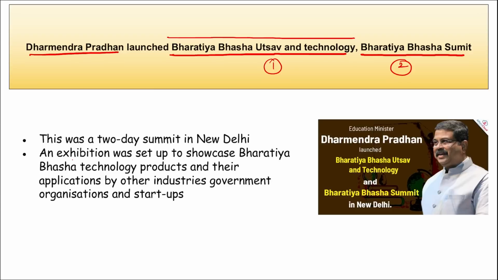And it was observed as a part of the 75-day Bharatiya Bhasha Utsav that commenced on 28th of September and will conclude on 11th of December. Then this exhibition was set up to showcase Bharatiya Bhasha technology products and their applications by other industries, government organizations and startups. So in order to showcase various use cases of various technological advancement that we are seeing.